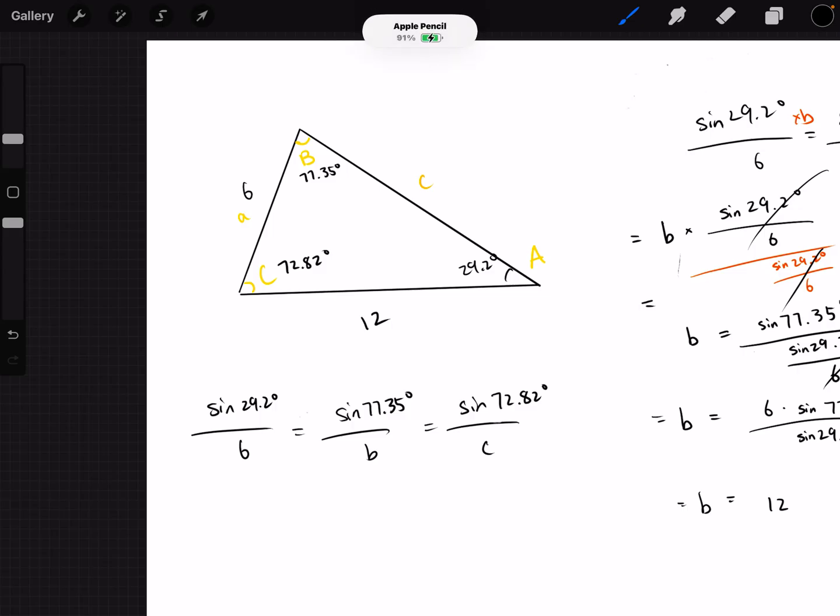It's the same thing, right? You plug in all the known variables. You write down your formula. You do algebra to isolate your unknown variable, and then solve for the unknown variable. That's it.